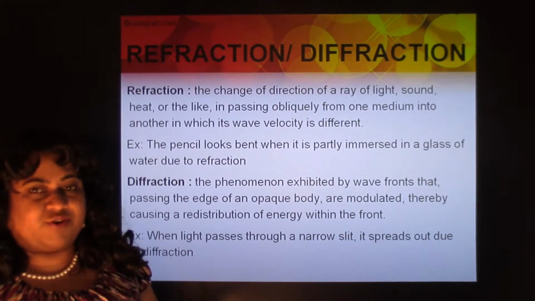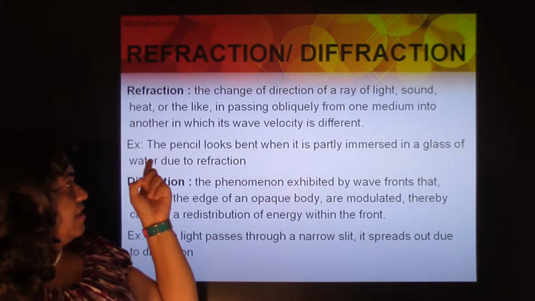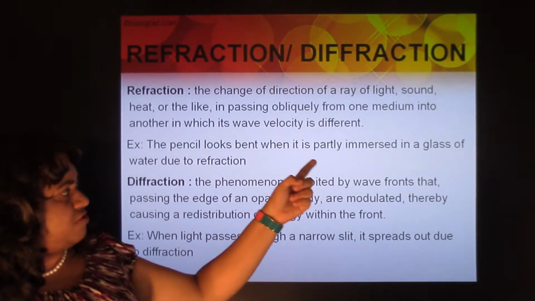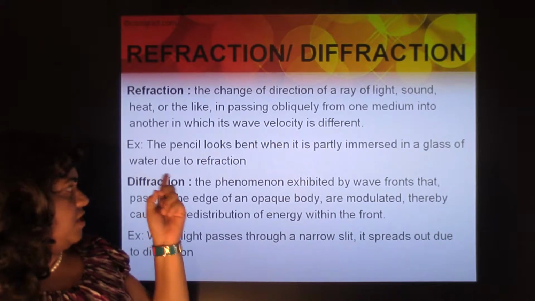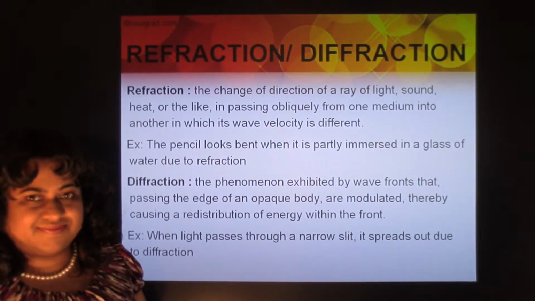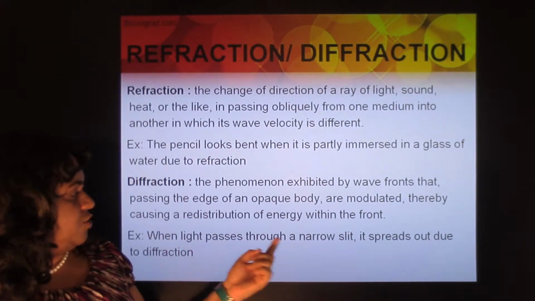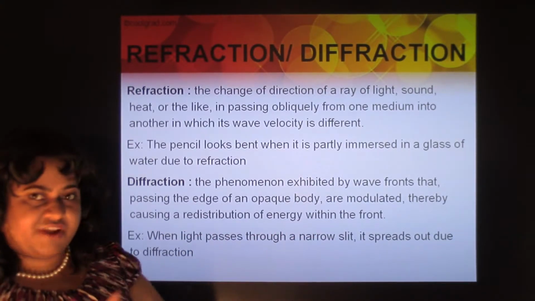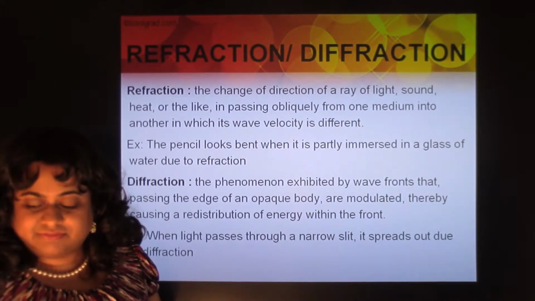So let's take an example of how to use them in a sentence. The pencil looks bent when it is partly immersed in a glass of water due to refraction. When light passes through a narrow slit, it spreads out due to diffraction. So they are two different things.